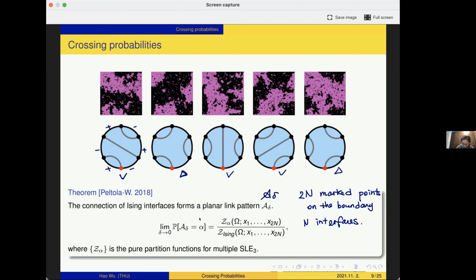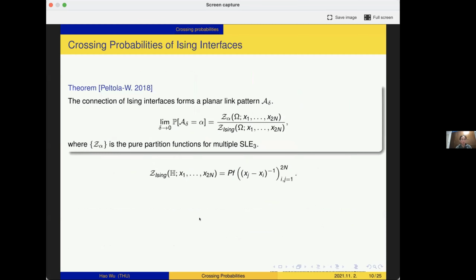So for each planar link pattern alpha, the probability for this connectivity pattern to happen has a scaling limit. And the limit can be written like in the right-hand side. So the denominator is called Z-Ising, and the numerator is Z alpha. And here Z alpha is what we call pure partition functions. Okay, so this is the answer, but I haven't told you what the pure partition functions are, so this is not a complete answer.